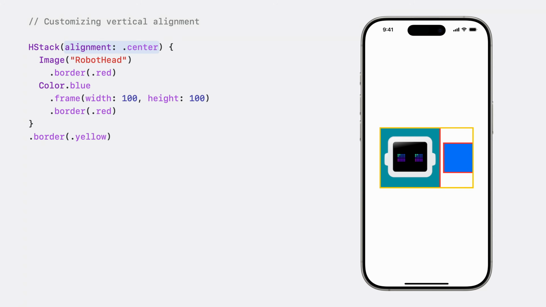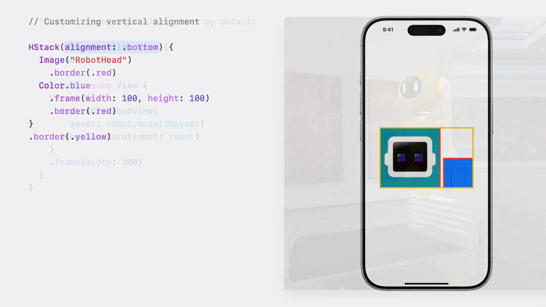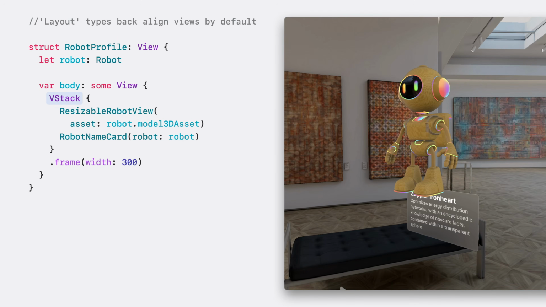Just like you can configure an HStack to align its content on the center, top, or bottom edge, you may want to configure how views are aligned in depth on visionOS. By default, stacks and layout types use a depth alignment of back. Now, in visionOS 26, you can customize depth alignments on any layout type.